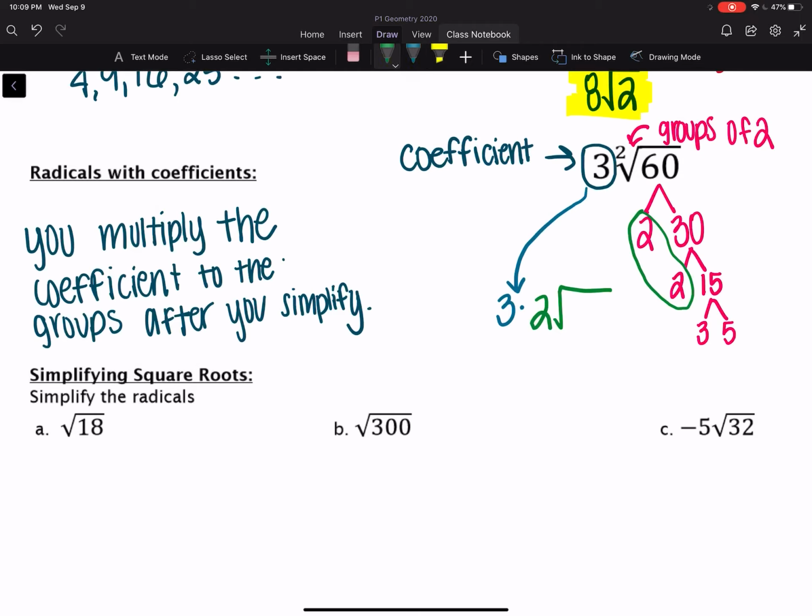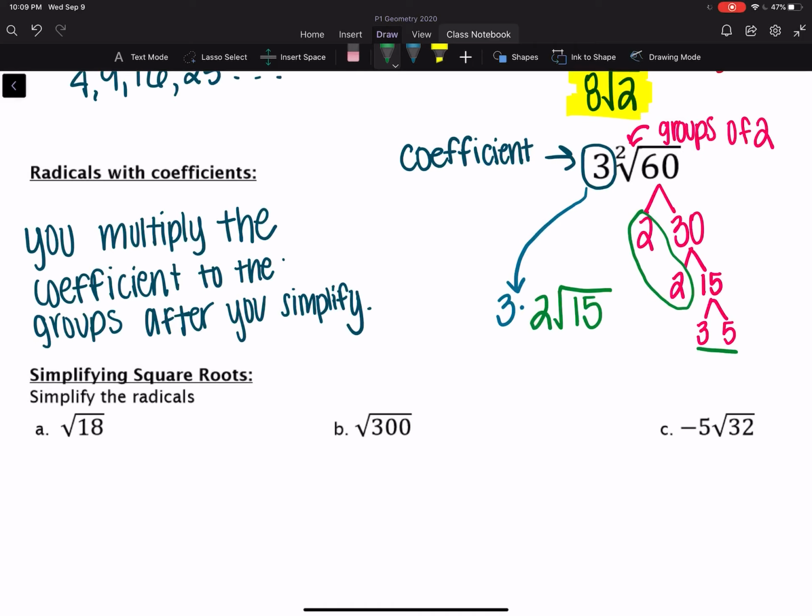My last step here is I want to look at what's going to go inside my radicand for my simplified answer. So 3 and 5 are both prime numbers, right? I can't break them down anymore. So I'm going to go ahead and multiply them back to 15. And that's going to be my simplified radical. 15 can't break down to anything simpler.